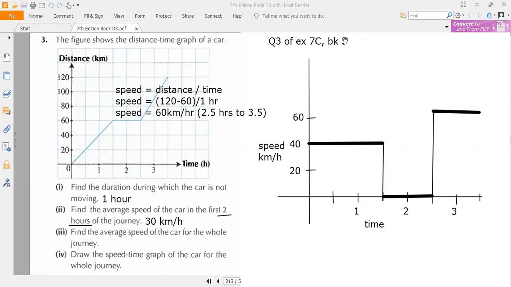This is your speed time graph, which has been made. And from where have I made this? I have made it from this point. This is the distance time graph, which is converted into a speed time graph as I have shown here.